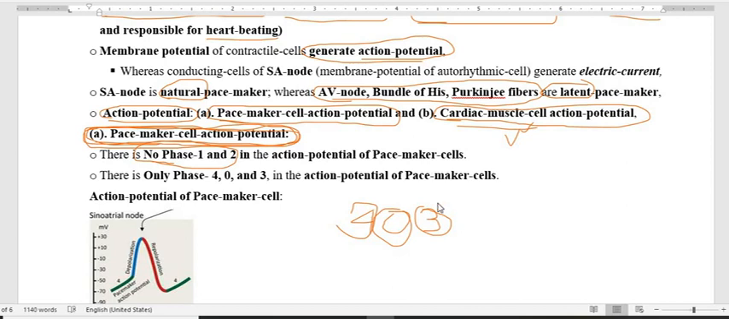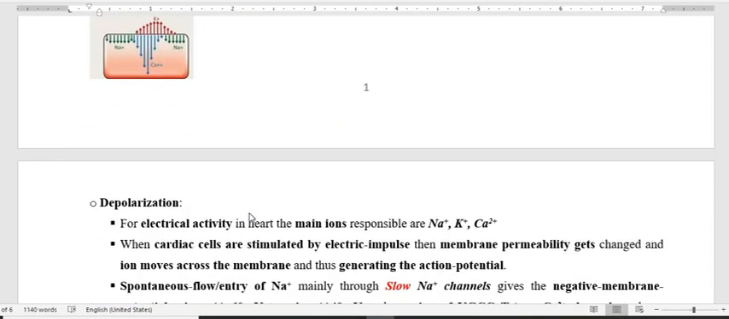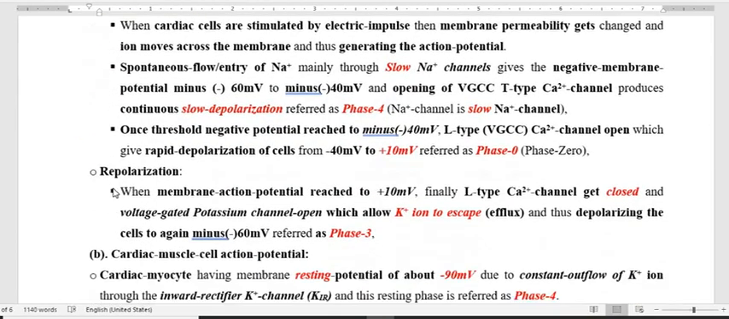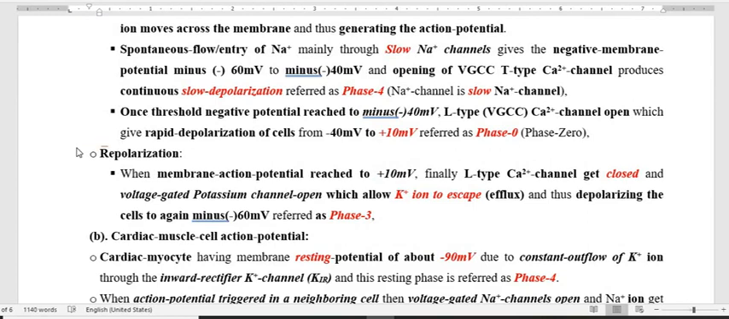Now we have to go through the action potential of the pacemaker cell. First we have to consider the depolarization of the pacemaker cell, and thereafter we are going to think about the repolarization of the pacemaker cell.